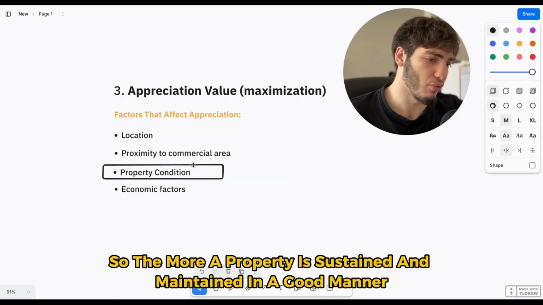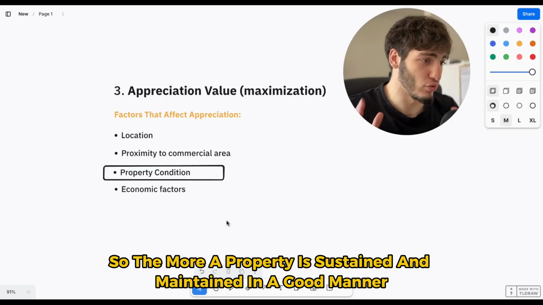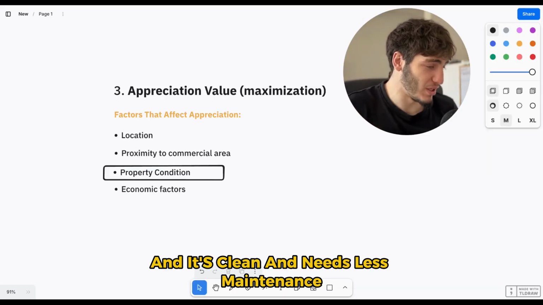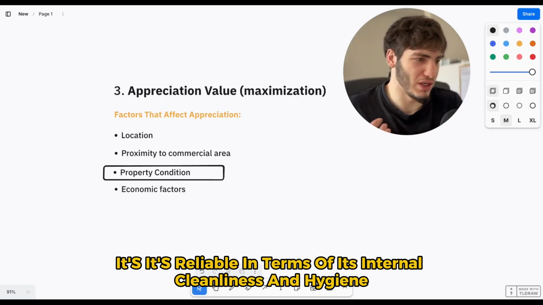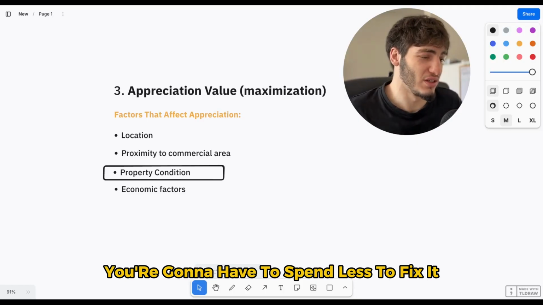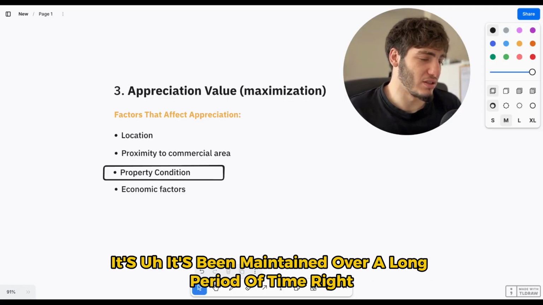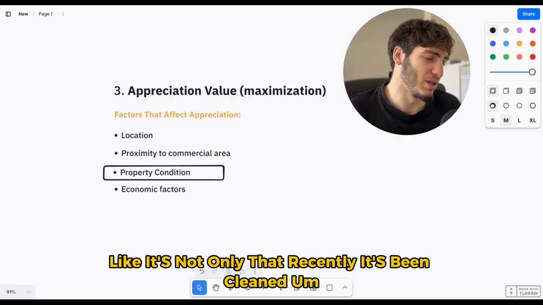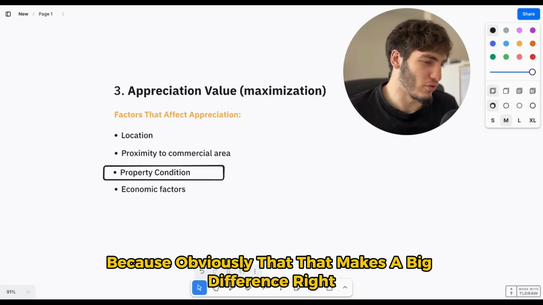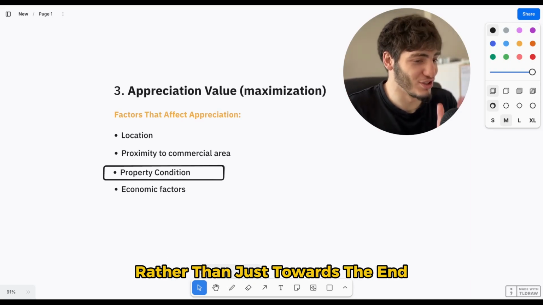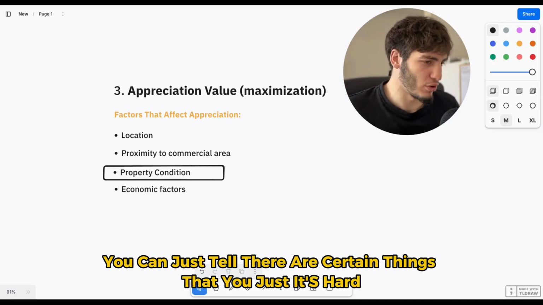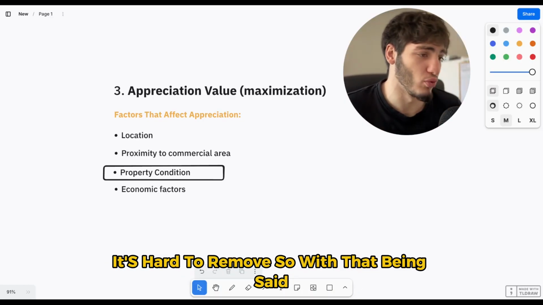So the more a property is sustained and maintained in a good manner, and it's clean and needs less maintenance, and it's reliable in terms of its internal cleanliness and hygiene, you're going to have to spend less to fix it. You're going to have to spend less to clean it. It's been maintained over a long period of time, right? It's not only that recently it's been cleaned, because obviously that makes a big difference, right? When it's been cleaned consistently rather than just towards the end, you can just tell there are certain things that it's hard to remove.